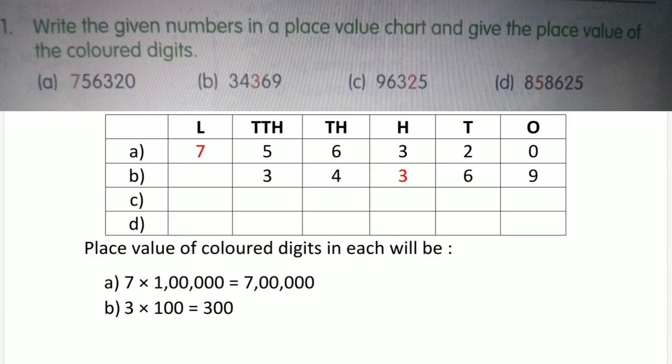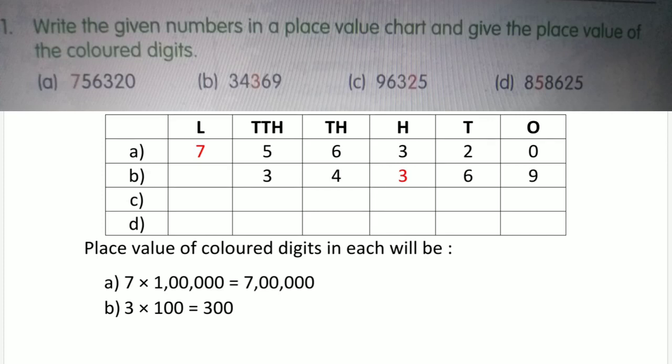Moving on to the second question. Second part is 34369. So just quickly add it into the place value chart. After writing it into the place value chart, we just write 3 into the 10,000 column, 4 into the 1000 column, 3 into the 100 column, 6 into the tens column and 9 into the ones column. And for determining the place value, the colored digit here is 3, that is in the hundreds place. So we just have to multiply 3 with 100 and we get the place value as 300.